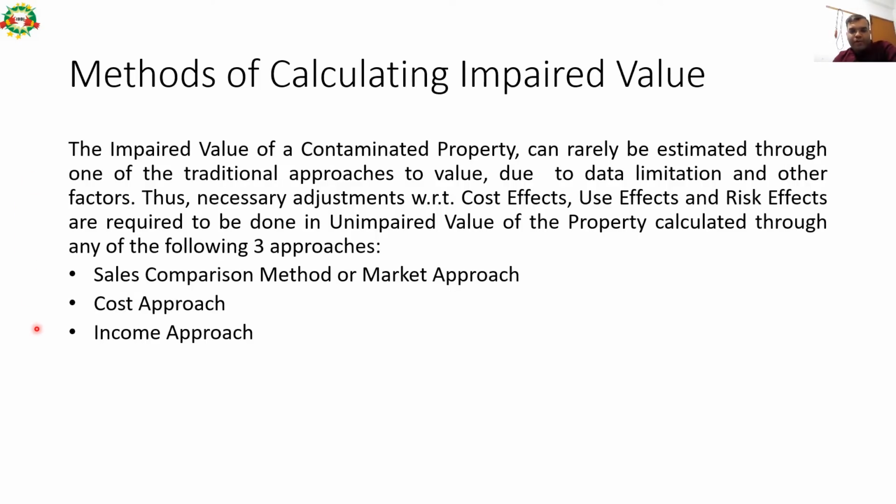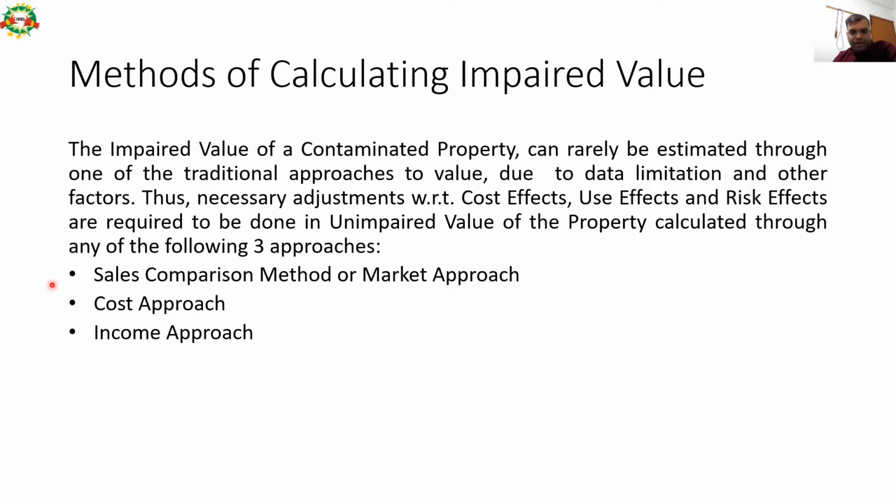So these are the 3 important approaches with the help of which we can do valuation. We have already gone through these methods. In case of normal property valuation, there is a slight difference in these methods if we consider contaminated properties, so we'll try to understand the different techniques under these 3 approaches. The impaired value of a contaminated property can rarely be estimated through one of the traditional approaches to value due to data limitation and other factors. Thus, necessary adjustments with respect to cost effect, use effect, and risk effect are required to be made in the unimpaired value of the property calculated through any of the following 3 approaches.